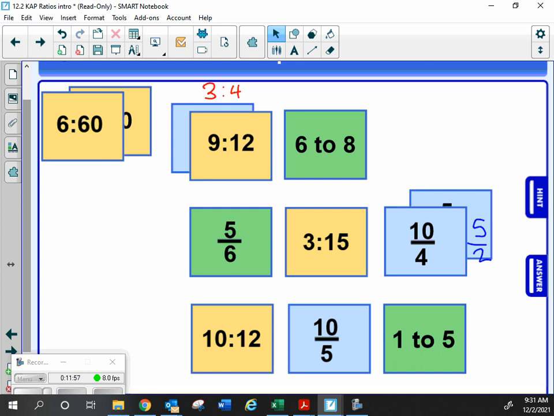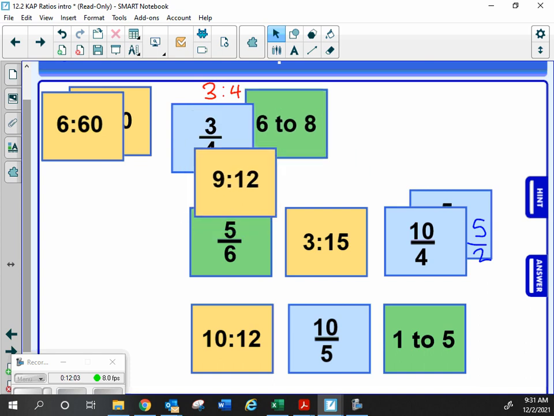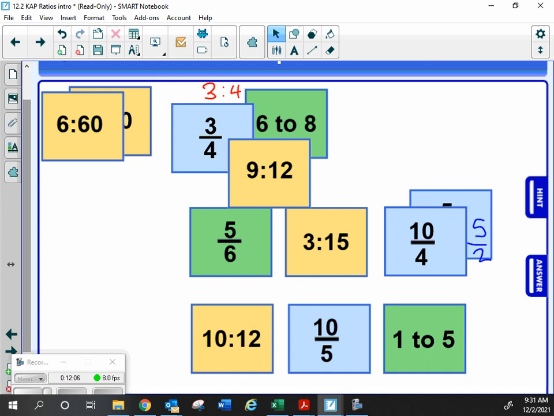Okay, and what would that get you? 3/4. Hey, didn't we have a 3/4? Is it possible to have 3 equivalent? Yeah, of course you can. Okay, 5, 6. What can we do with that?